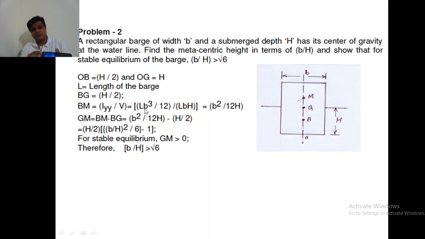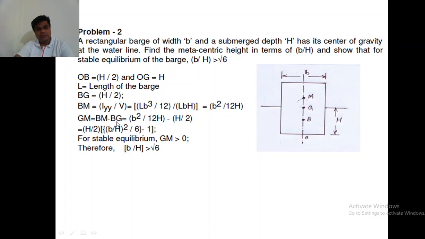So b will be this length now, and depth will be this breadth in case of a rectangle. So it is length, h is the depth, which is nothing but breadth here in case of top view. So it is lb cube by 12. Then the volume is length into breadth into the height which is in water, so lbh. If you simplify this, we will get b square by 12h.